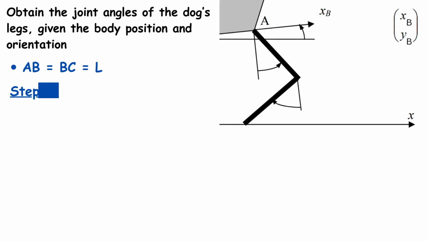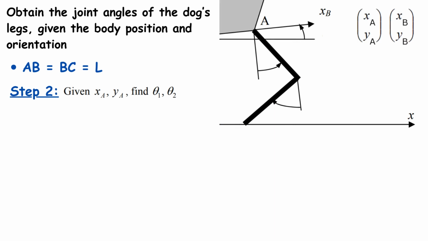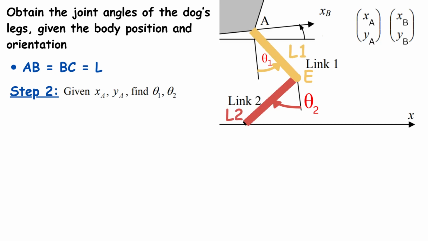Now we move to step 2, computing angles for the front leg. Here, knowing the coordinates of point A, x sub A, y sub A, which we determined in step 1, our goal is to determine the two angles, theta 1 and theta 2, that precisely define the position of the front leg. The leg has two links, link 1 from A to E and link 2 from E to the ground, point F. We want to figure out where point E and point F are.